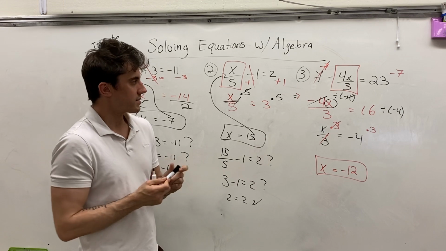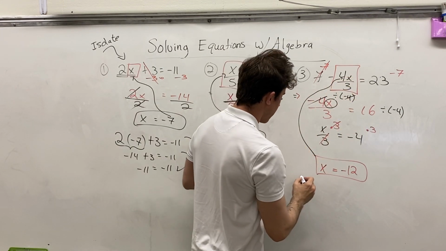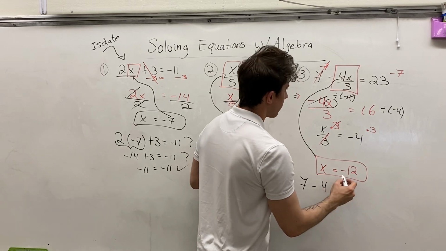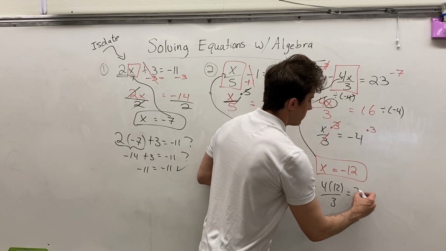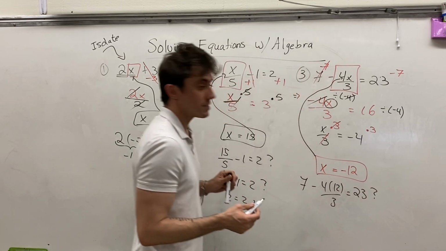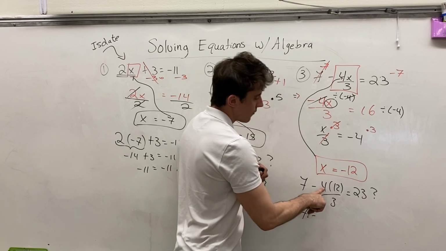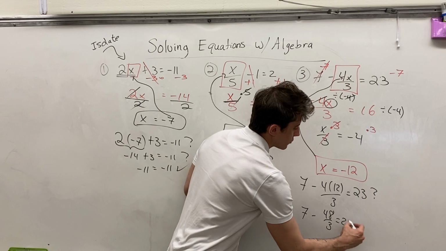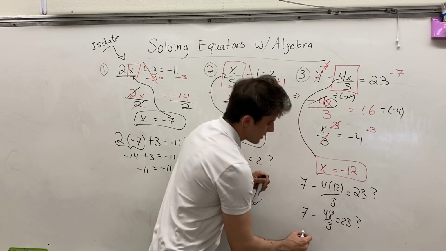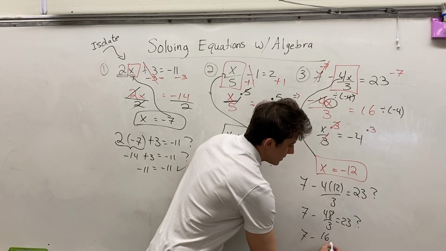Okay? One last time we can verify our solution, plugging our value for x back in. And so we have 7 minus 4x, so 4 times 12 over 3 is equal to 23. And let's check to see if that does hold. So we have 7 minus 4 times 12, that's 48 over 3 is equal to 23. Question mark. 7 minus 48 divided by 3, that's 16.